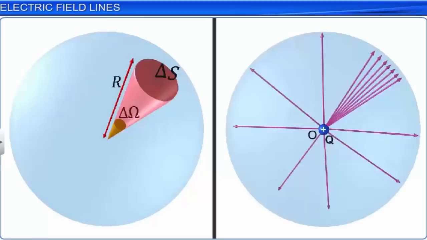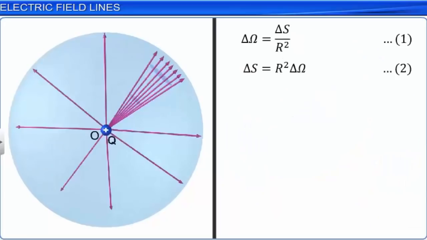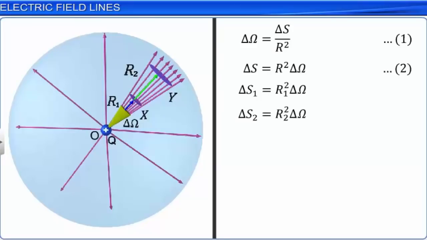For a given solid angle omega, the number of radial field lines is the same. At two different points, say x and y, in the electric field, which are at distances r1 and r2 from the charge, we observe that the area of the elements subtending the same solid angle delta omega will be delta s1 equal to delta omega into r1 square at x, and delta s2 equal to delta omega into r2 square at y respectively.